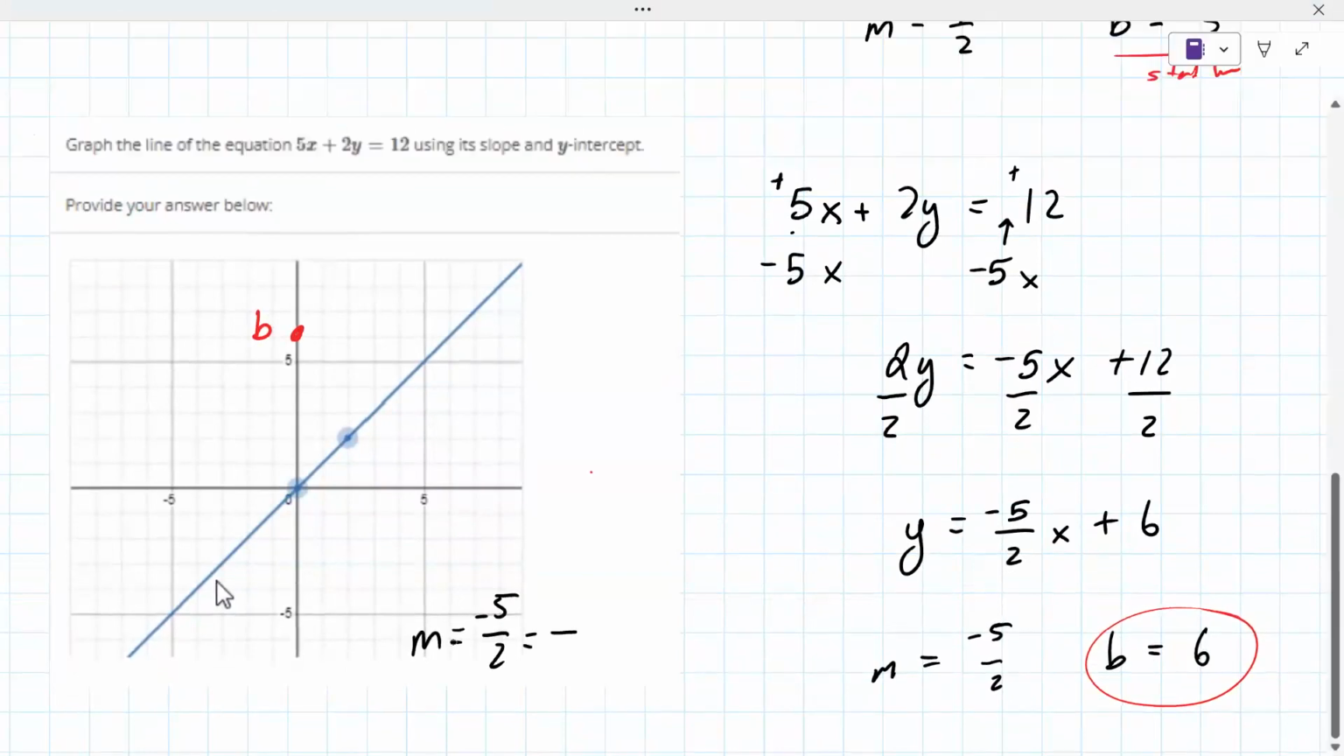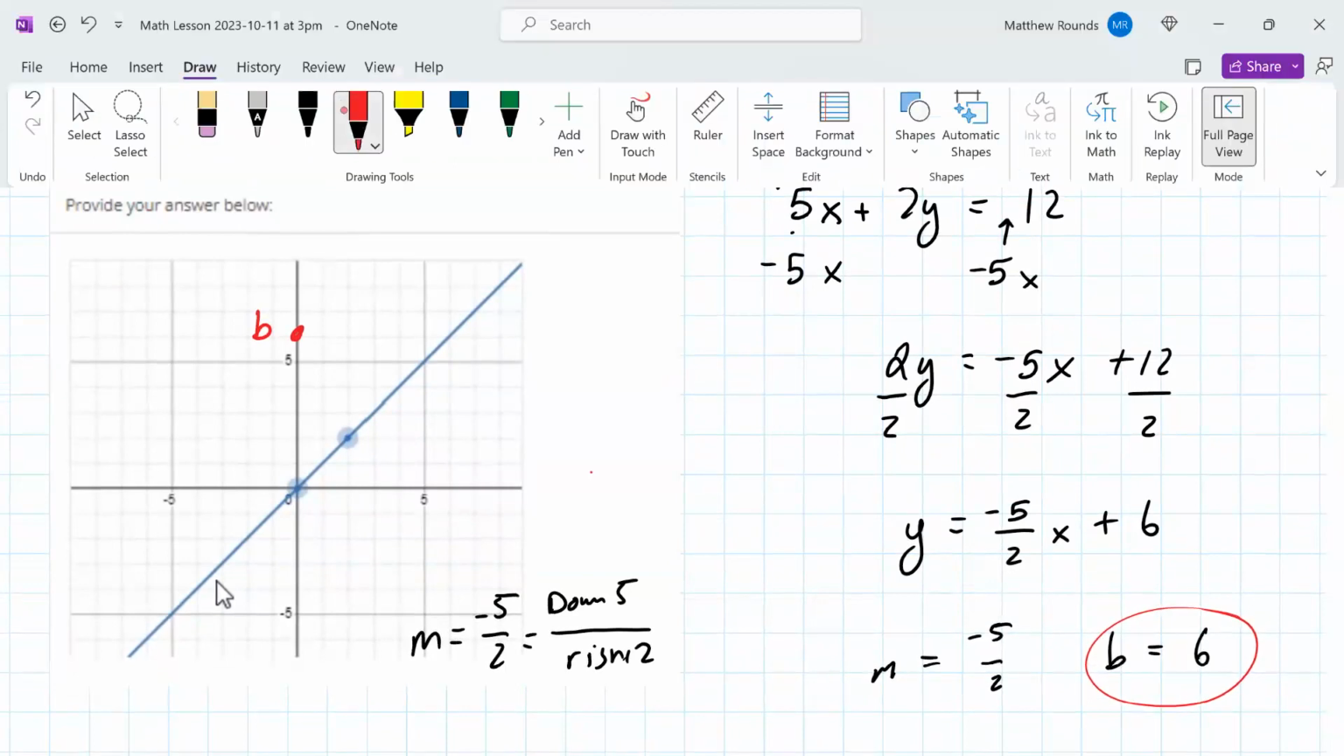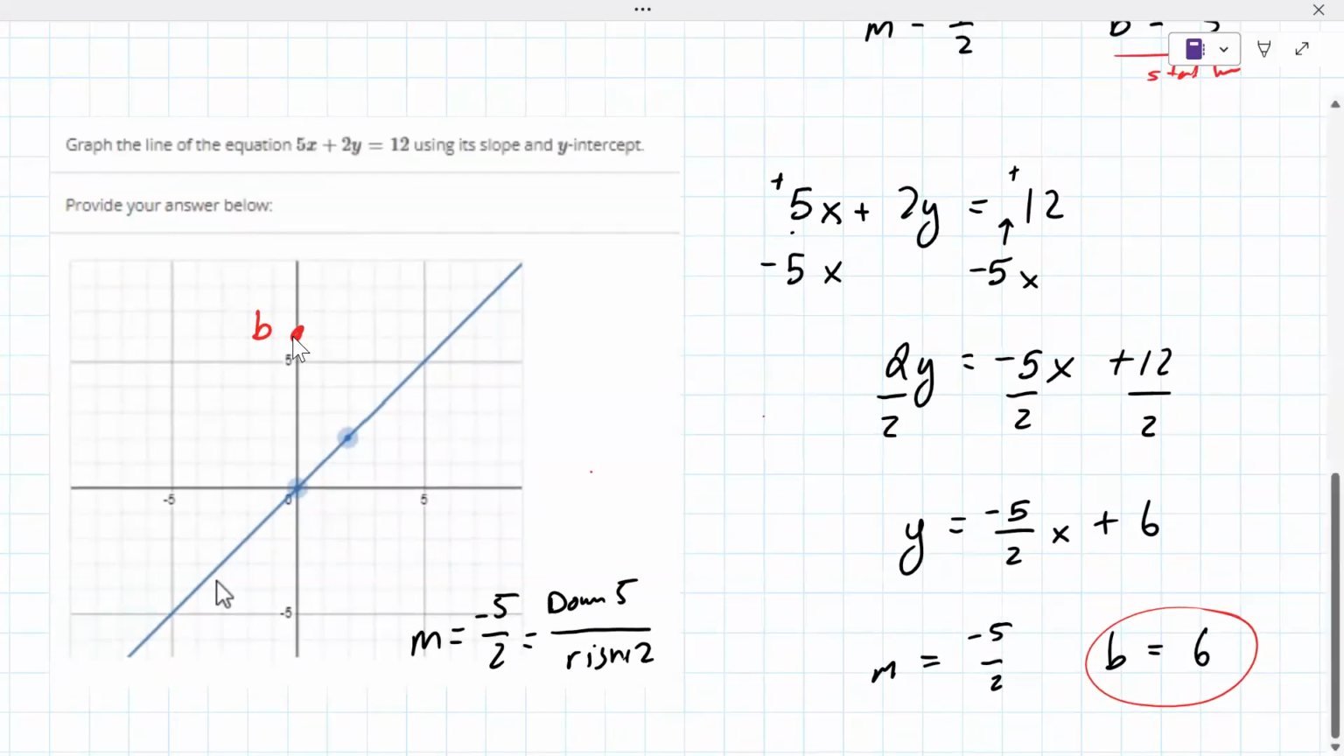Is that up or down 5? Down 5. Down 5, and then it's always to the right too. And you never count the original one. So when you put your cursor there at b and start going down, that's the first one you count when you go down. Okay. And then when you go to the right, similarly, you don't count where you start. So there's your second point there.